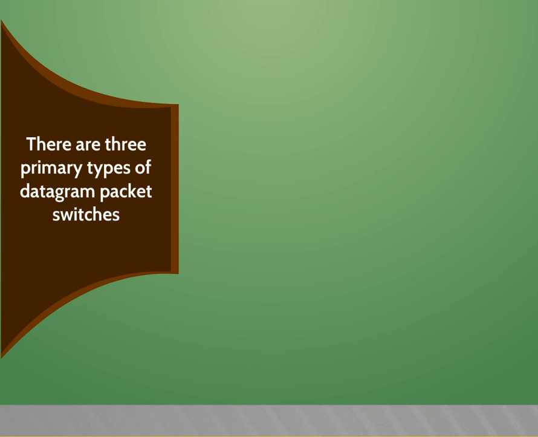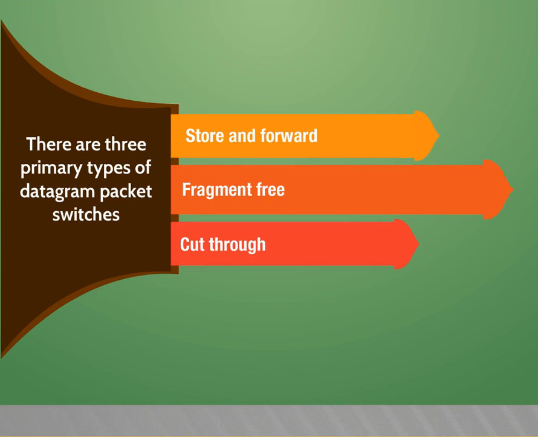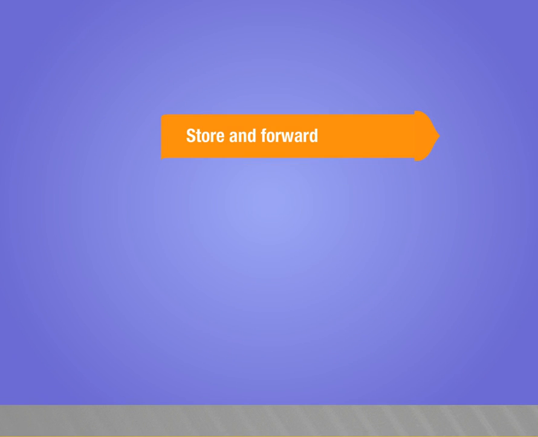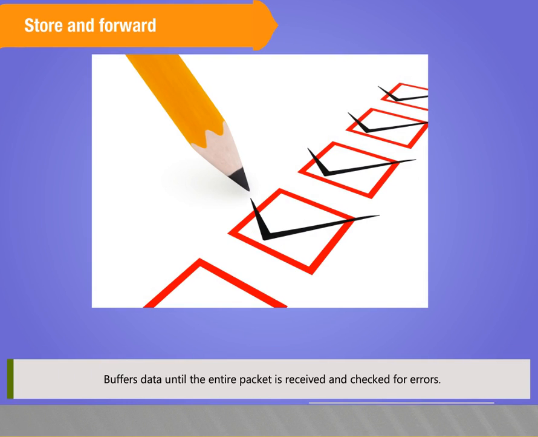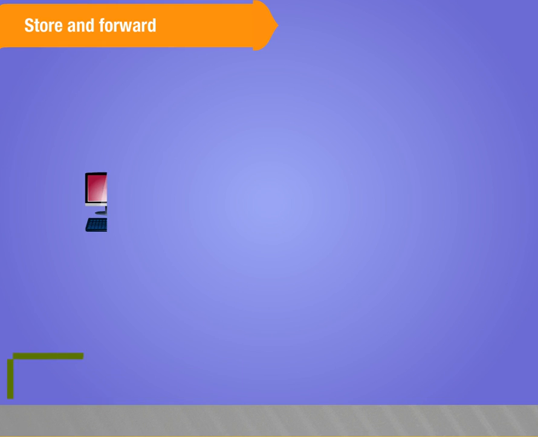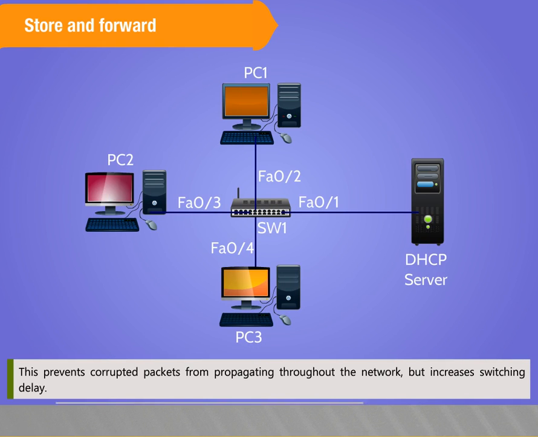There are three primary types of datagram packet switches: store and forward, fragment-free, and cut-through. Store and forward buffers data until the entire packet is received and checked for errors. This prevents corrupted packets from propagating throughout the network but increases switching delay.